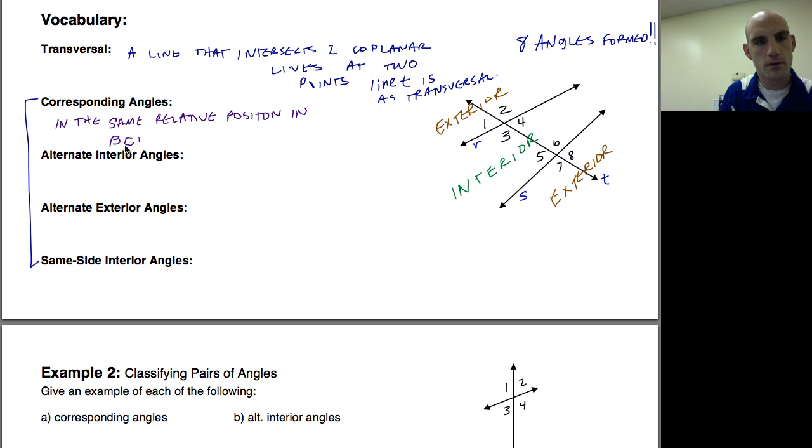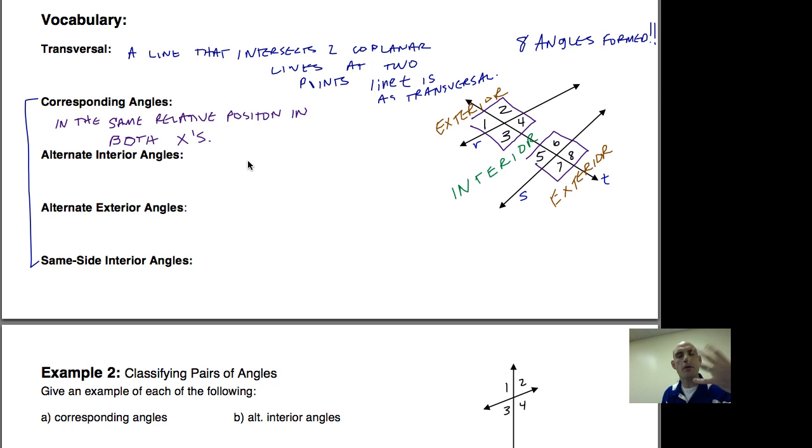in both x's. What do I mean by that? I like to think of this, if I was going to pull out these 2 boxes here, look at what happens. I'm going to draw those 2 boxes. I like to think of them like windows because they have basically 4 panes, which are the 4 angles, and so they're kind of divided like this, right?